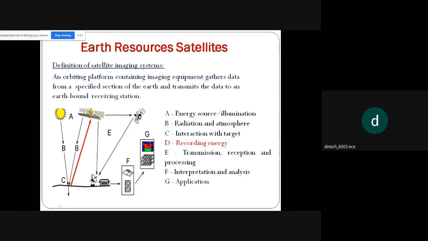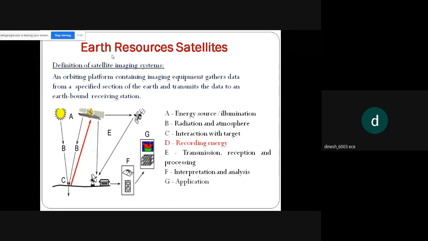Since there are no queries, I will proceed to the next topic, Earth resource satellites. You would have seen this diagram in the earlier classes also, where A, B, C, D, E, F, G are present. A is the source or illumination, which acts as energy, ultraviolet wave radiation. B is the radiation in the atmosphere. C is the interaction with the target. D is the recording energy. E is the transmission, perception, processing. F is your interpretation analysis. G is the application or the user who requires this.